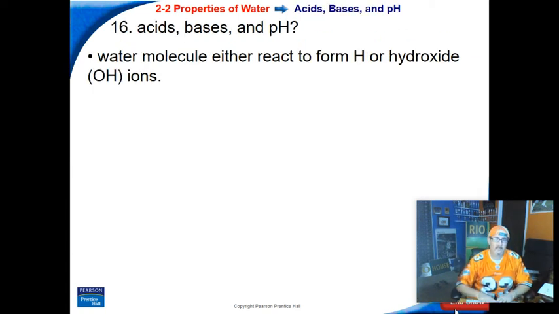Okay, acids, bases, and pH. By the way, when I say base or basic, alkaline, A-L-K-A-L-I-N-E, basic and alkaline mean the same thing. Okay, they're just different words that mean the same thing.